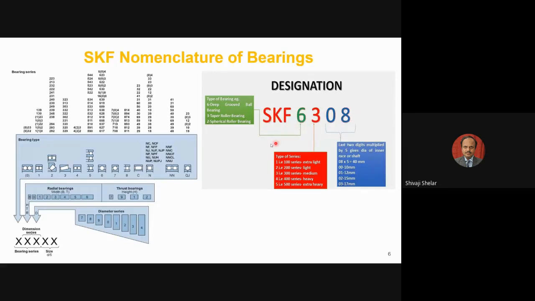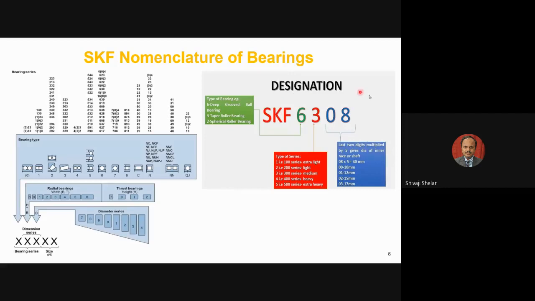So 6 indicates here deep groove ball bearing. If you use 2, then it is spherical roller bearing. If you use 3, taper roller bearing. Then 3 indicates here the diameter series, that is the series of the application. The 3 indicates medium series. And this 08 indicates the inside bore diameter of the bearing, that is the shaft diameter where this bearing is to be mounted. So 8 into 5 means this bearing is for a 40 mm shaft.